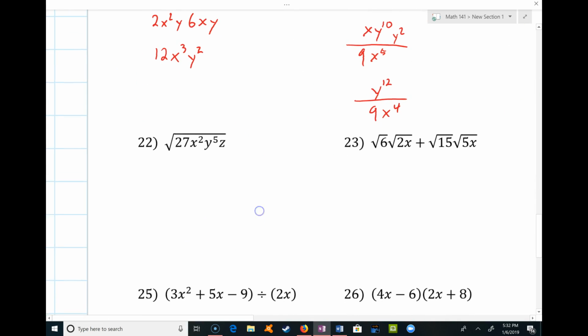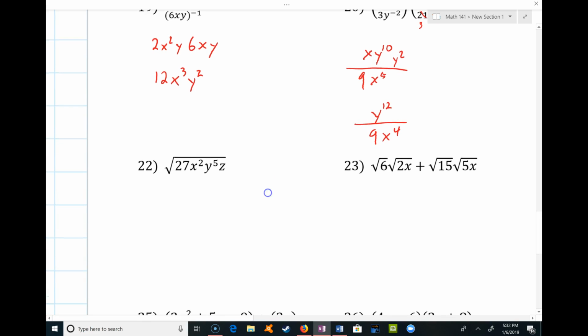This one is a mistake. I meant to move these radicals to a new worksheet, but I'll do them anyway. But we haven't covered this stuff yet. Actually, I think I'll save 22 and 23.